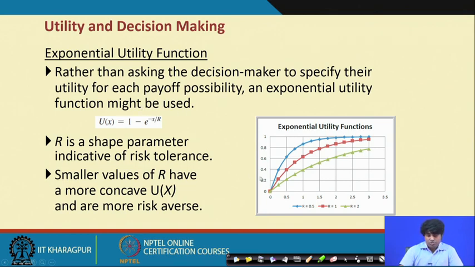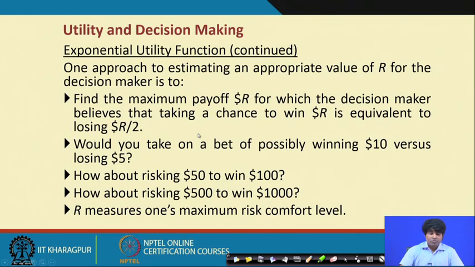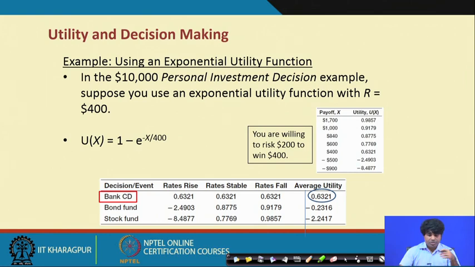So, these are all different kinds of requirements. Again, if you start with the structure of the utility functions, you will find that corresponding to this utility function you have a different kind of structure, where the shape parameter is indicative of risk tolerance. The smaller the value of r, the more concave the utility function, and as a result there is more risk aversion in nature. So, these are typical examples through which the utility function can be analyzed.